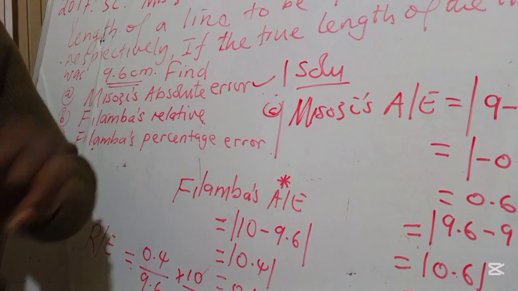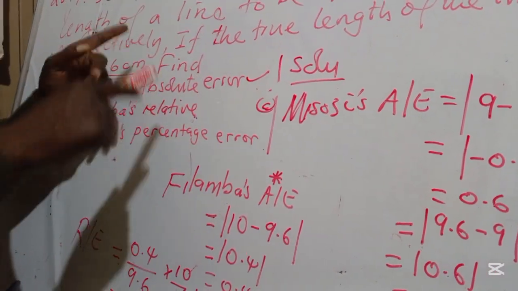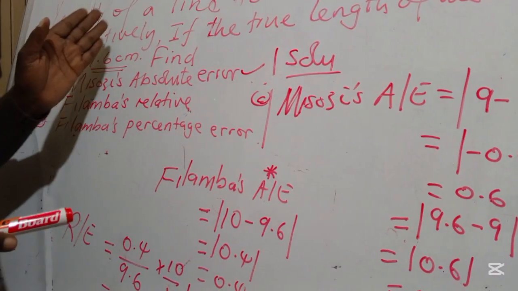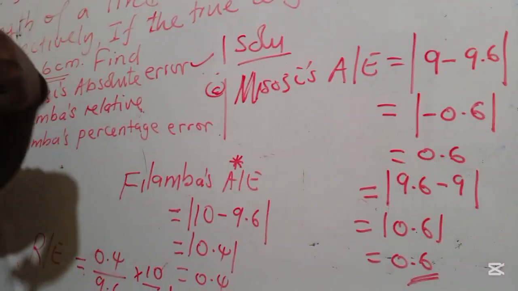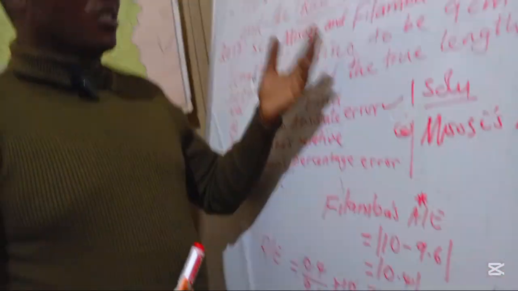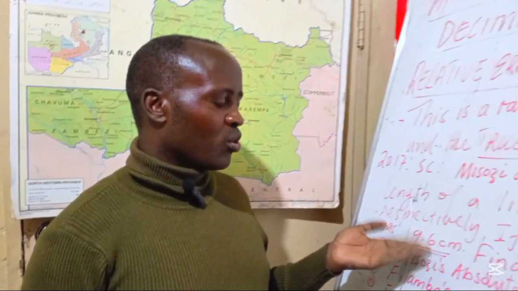But before that, allow me to give you another example to do with relative error, which does not include people. In this case, two people were comparing. So we are trying to compare. I told you this is a ratio. A ratio simply means the comparison of two similar quantities. So in this case, we are comparing Philamba and Misozi to the true reading. But now we are going to look at another scenario, how we can find relative error.